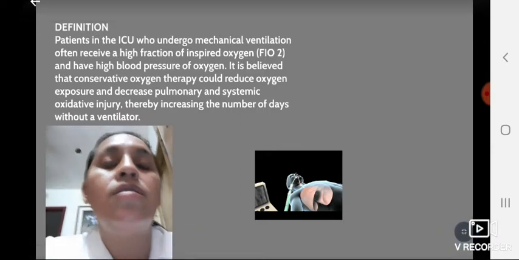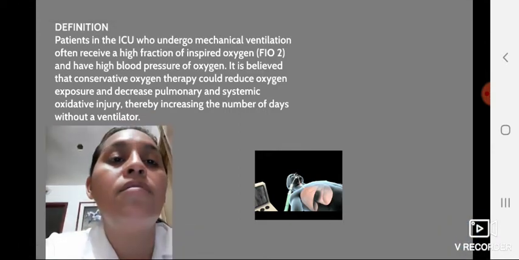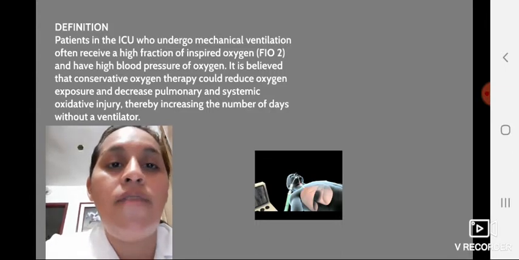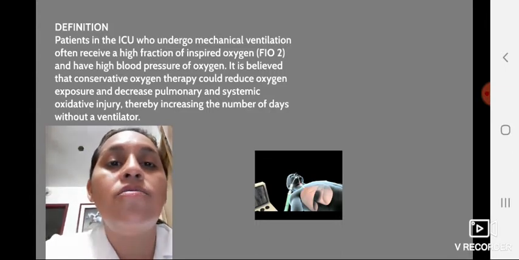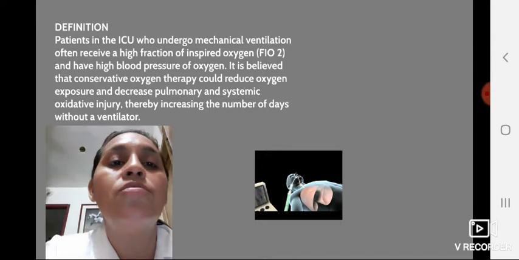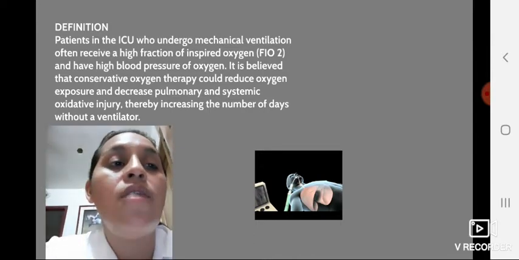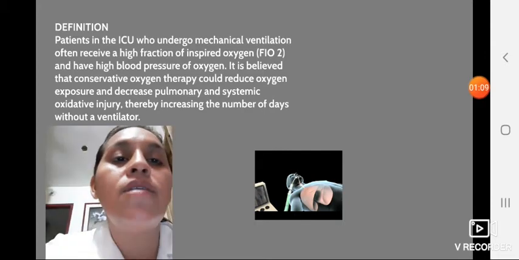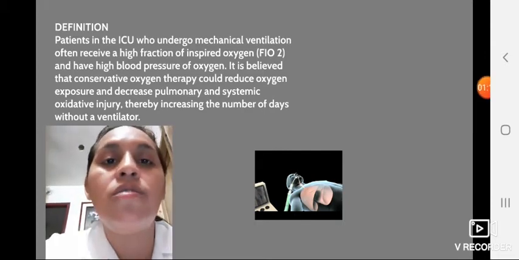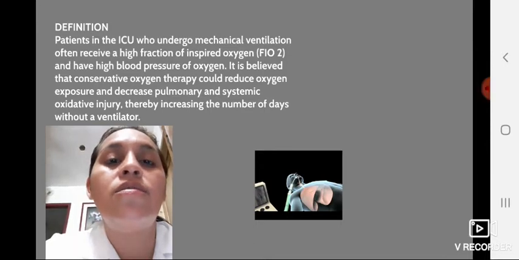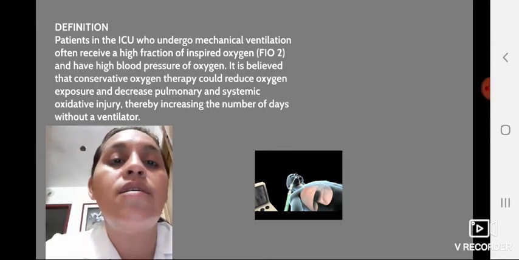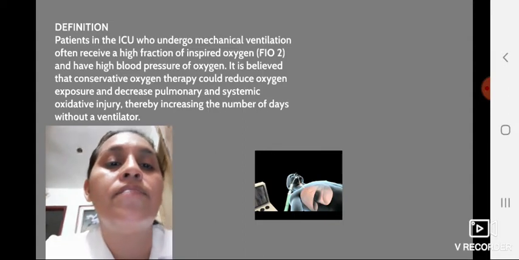Definition in the using word on the one mechanic ventilate on the raised eye fashion in the oxygen on the haha blue version of the oxygen in the vanity in the cash avity therapy called reducing oxygen exposure and the decreasing pulmonary and systemic oxygen injury the child increase no one.